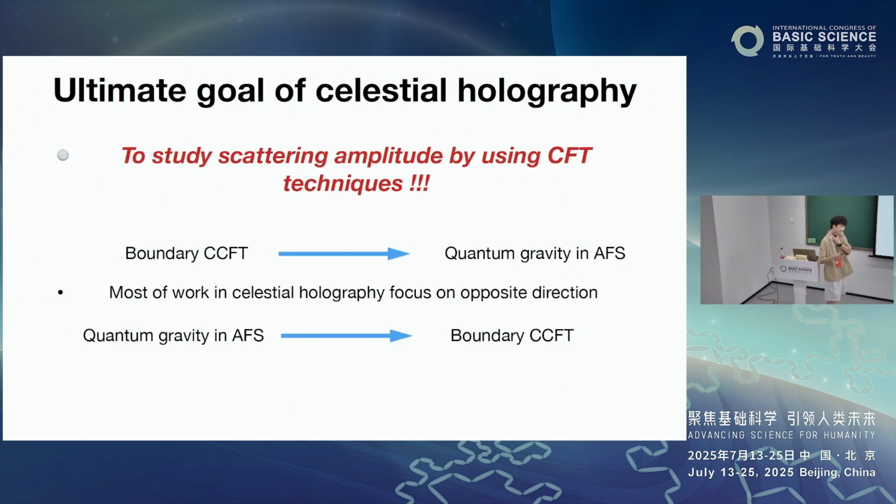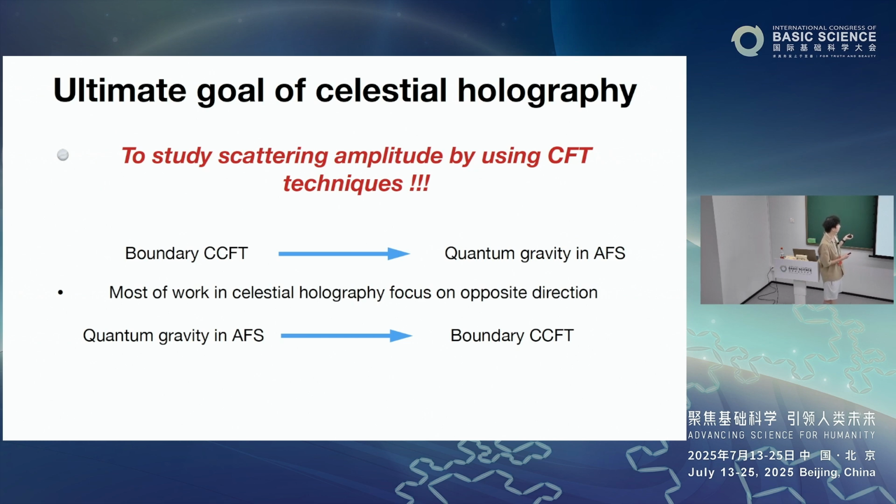Okay, so I talked so much about celestial holography. Then what's our goal of celestial holography? I mean, just like AdS/CFT, this is when we want to study gauge theory by using gravity techniques, right? That's why people study AdS/CFT. People want to use CFT techniques to study quantum gravity in AdS. So this is the same thing here. We want to study the scattering amplitude, because that is the most important observable in QFT, by using CFT techniques. Okay, so this is our goal.